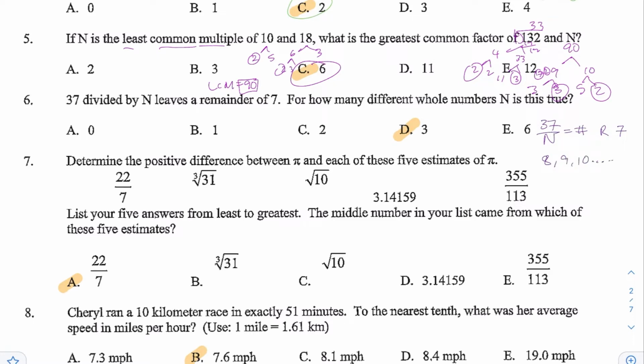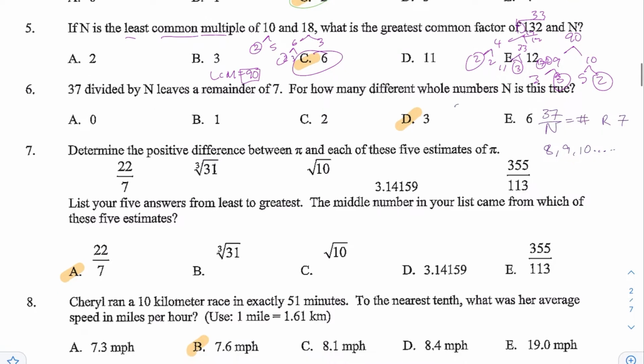If you subtract 7 from 37, you get 30. So that means that this number has to be a multiple of 30. So a factor of 30, rather. So for 30, you have 1 and 30, 2 and 15, 3 and 10, and then 6 and 5. You eliminate 6 and 5 because you know that the denominator has to be bigger than 7. And if you take 37 divided by these three numbers, 10, 15, or 30, you'll see that they all will have a remainder of 7. So the answer is choice D, 3.